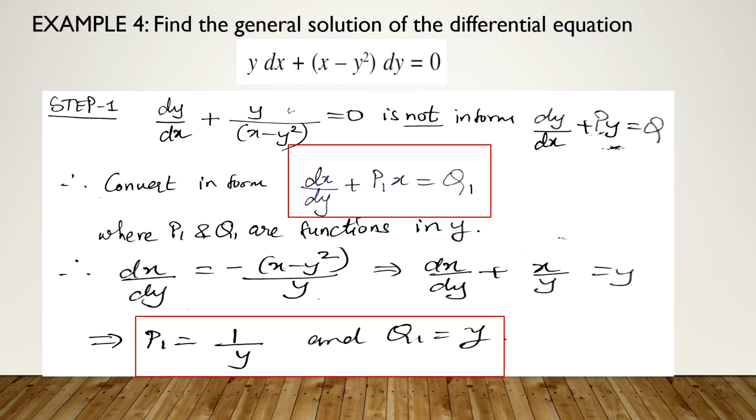Next example, find general solution of y dx plus x minus y square into dy is equal to 0. Now this, if you want to convert in the form of dy by dx plus py is equal to q, where p and q should necessarily be functions of x, then it will not be possible. You can check it out, correct?